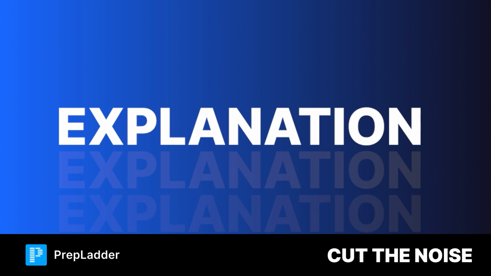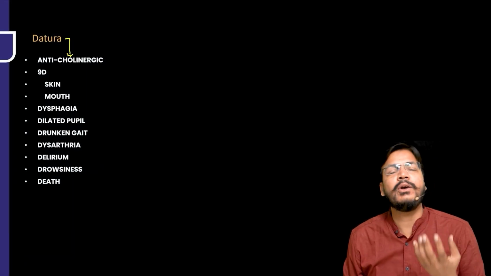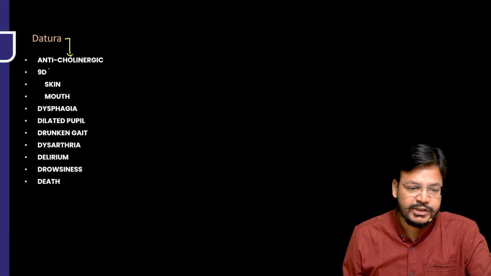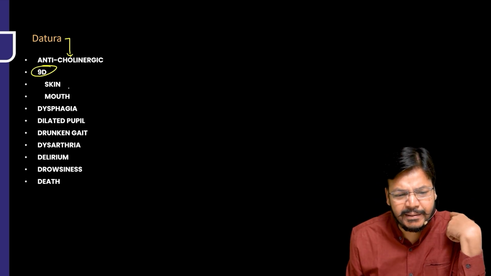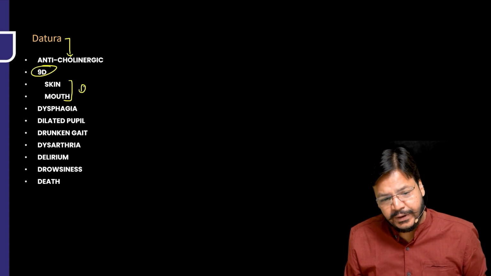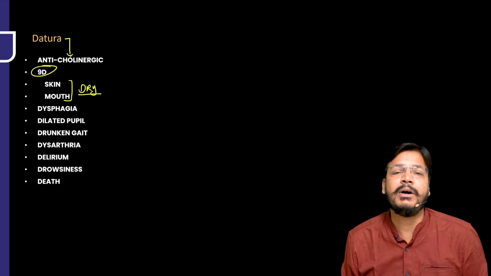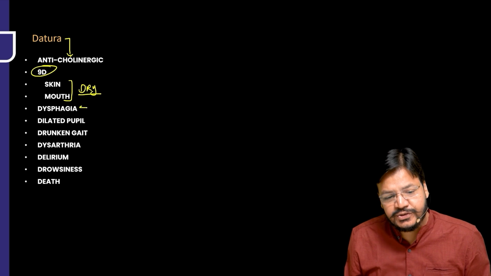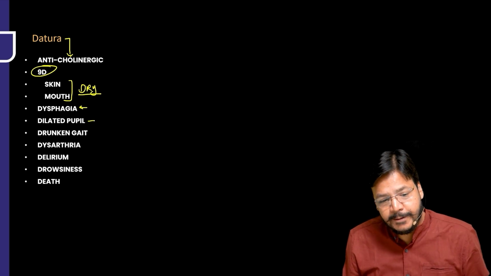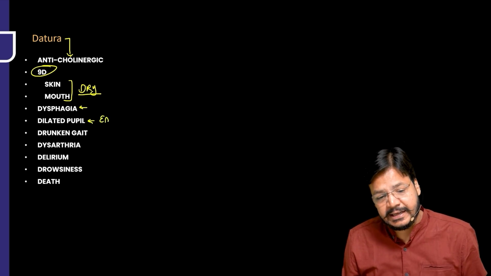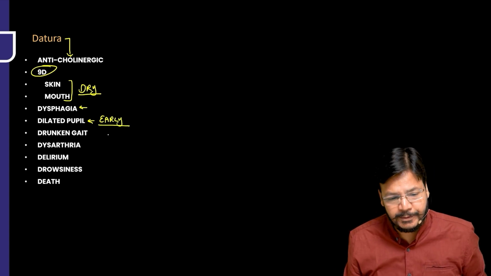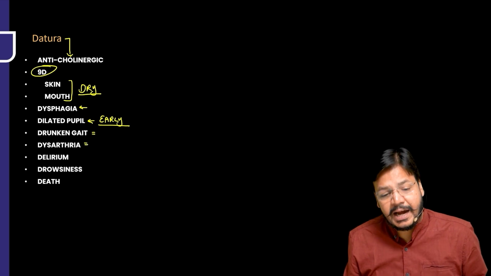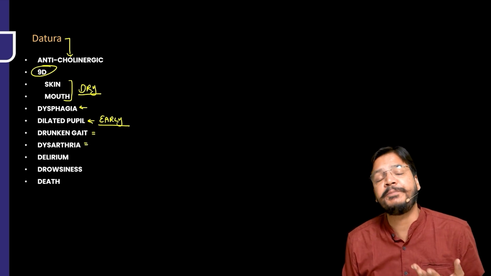Here's the explanation. Now, sir, Datura is purely an anticholinergic plant, and it is also known as 9D poison. What are the 9 Ds, sir? Every D comes to your mind. First, start with dryness of skin and mouth. Then, dysphagia, difficulty in swallowing. Dilated pupil, my dear friend, is considered the earliest symptom. Drunken gait, dysarthria, slurred speech.